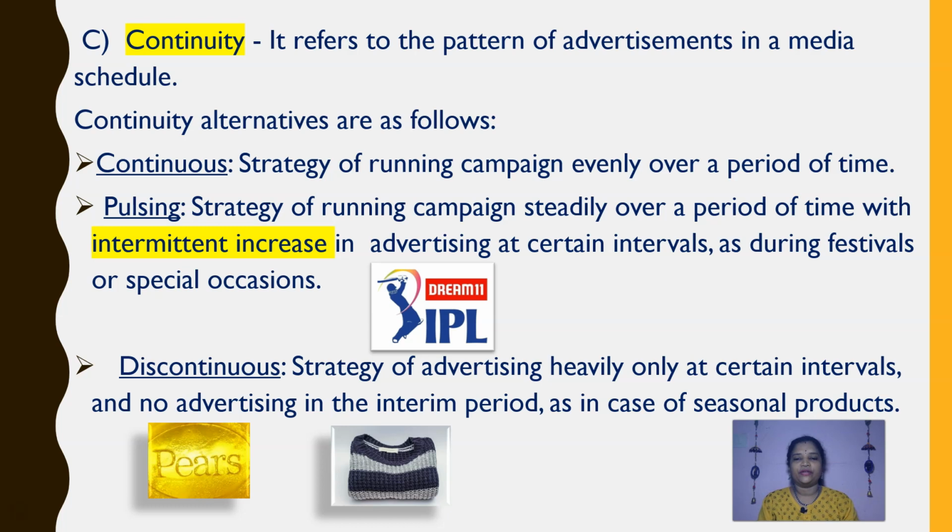The strategy of advertising heavily only at certain intervals and no advertising in the interim period, as in the case of seasonal products. Like you see on the screen, Pear soap. They generally say use it in winter because it's full of glycerin, it's good for your health and things like that. Similarly, woolen clothes, right? During a particular season, you might be seeing a lot of branded woolen clothes advertising on TV only during that season. So this is called discontinuous strategy.